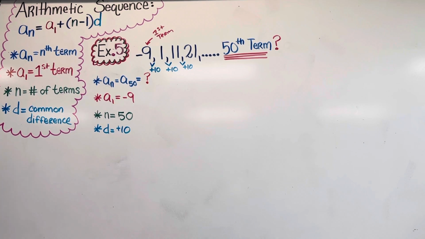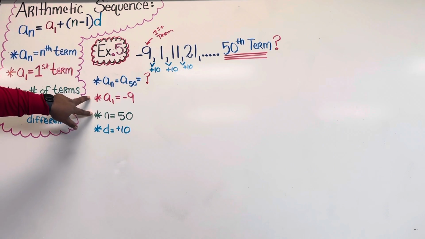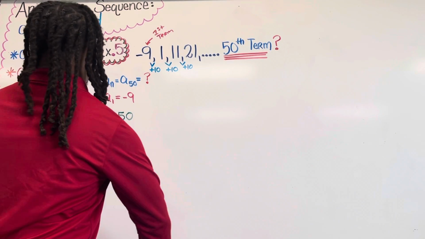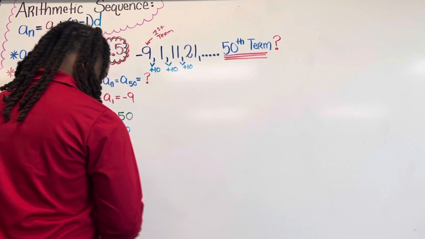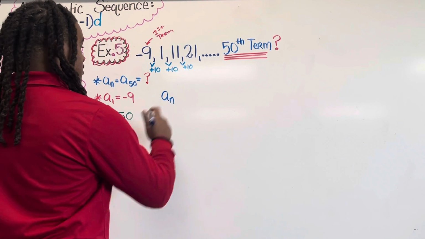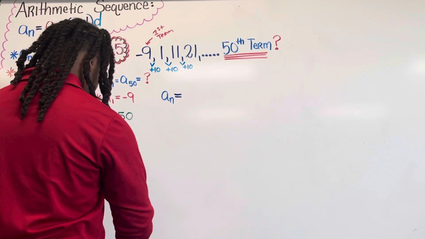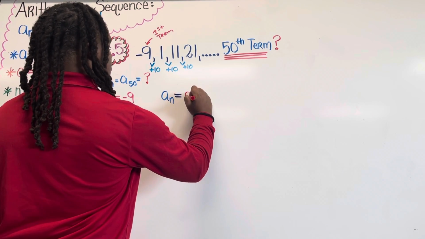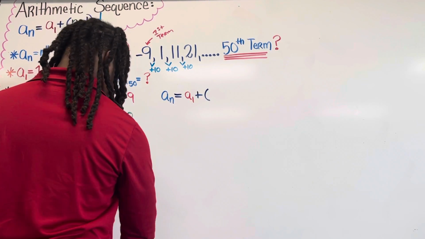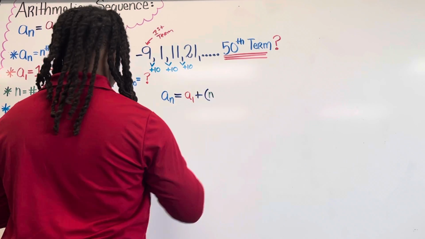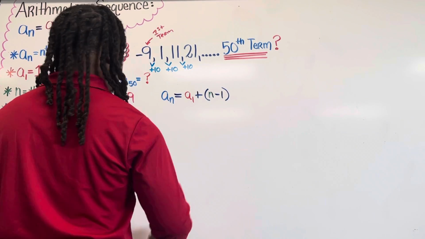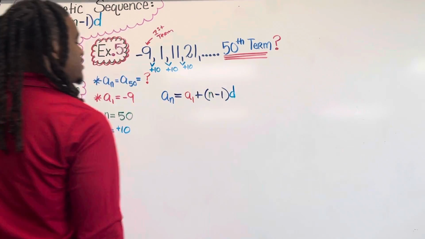All we have to do is utilize this formula, plug in these values, and then solve to find the 50th term. So let's do that right now. Once again, our formula: an equals a1 plus parentheses n minus 1, parentheses closed, times the common difference, which is d.